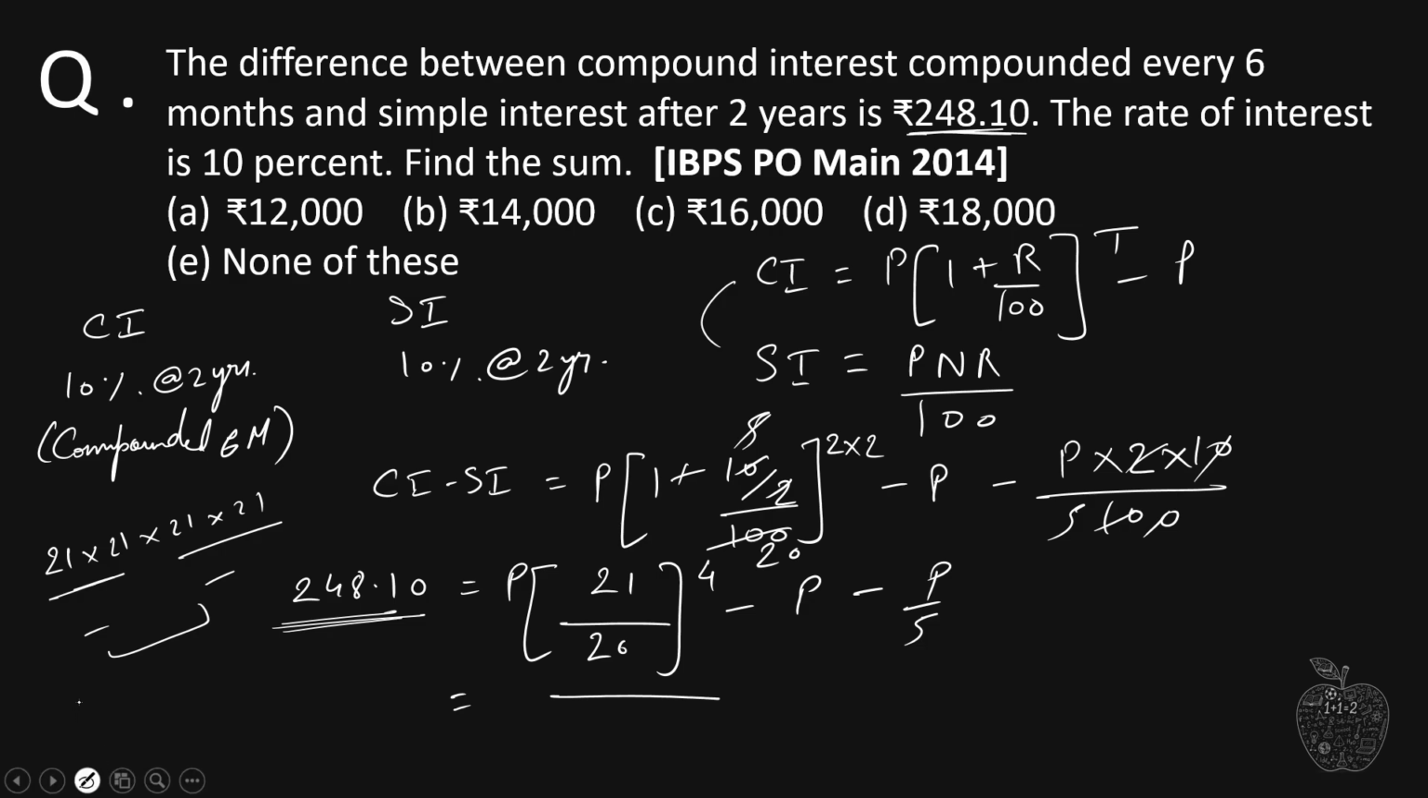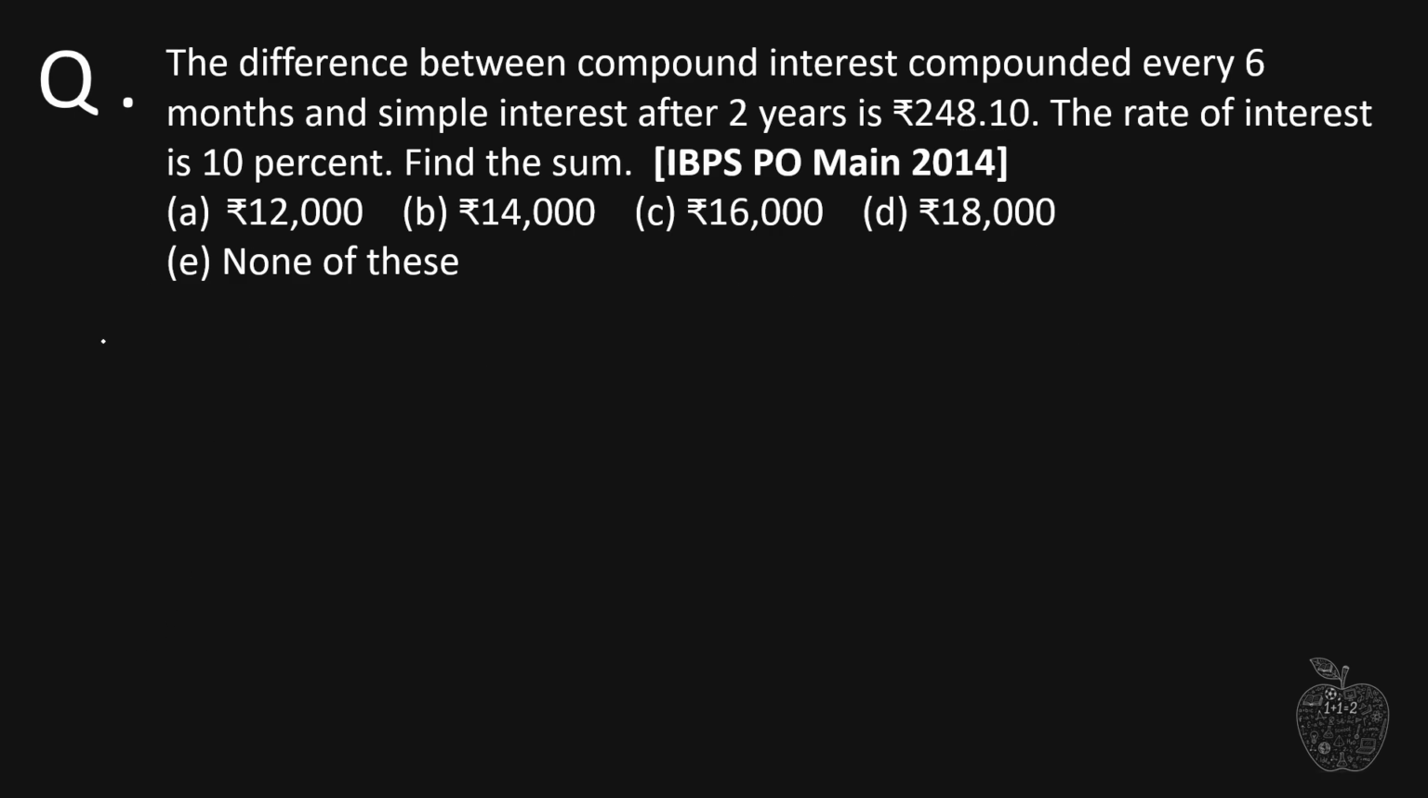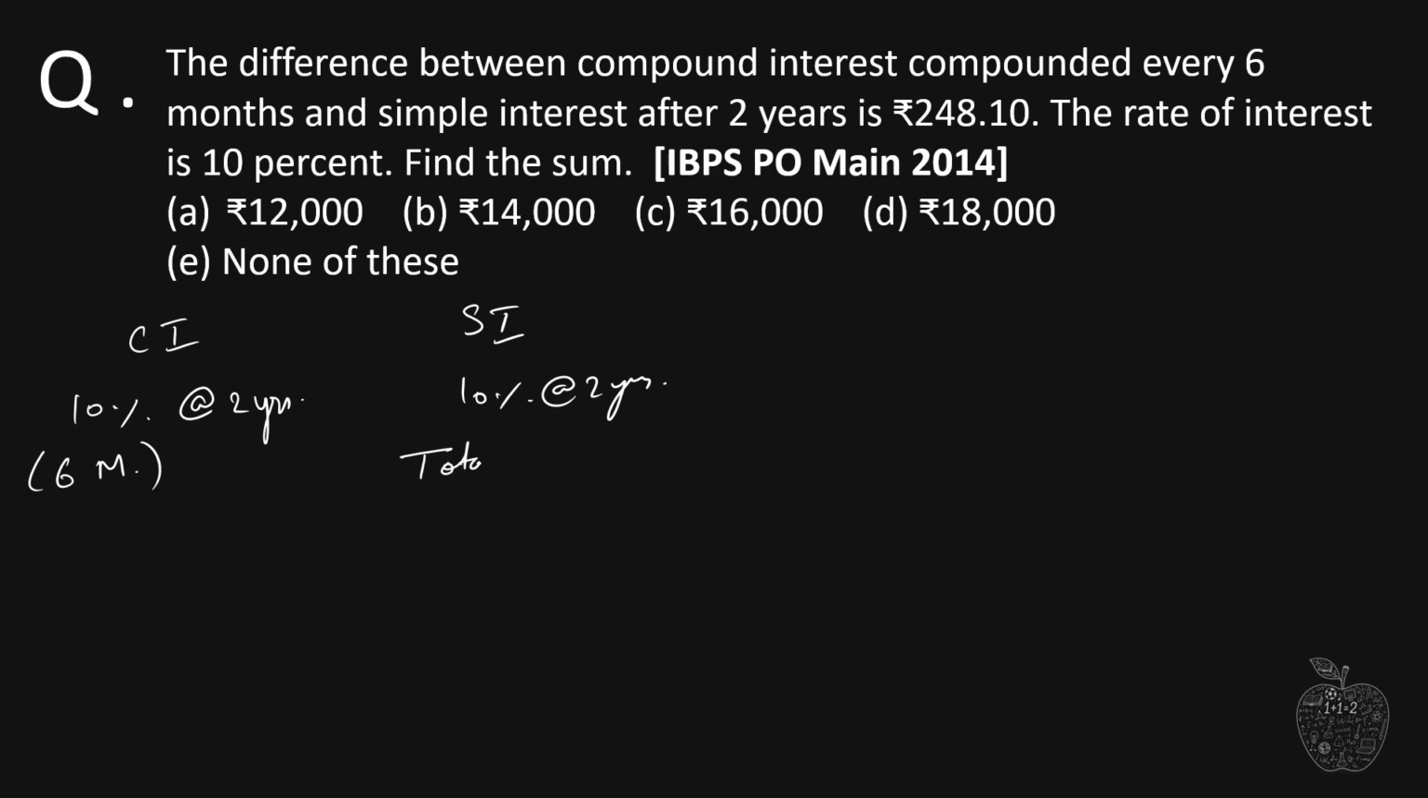Now I'll tell you how I solve this. Let's start from the beginning. There is a CI, there is an SI. Both have a rate of interest of 10% for 2 years, but this one is compounding every 6 months. Now let's first calculate the total interest for the SI. It is easy to calculate. It is just 10 into 2, 20%. This is the total interest for simple interest.